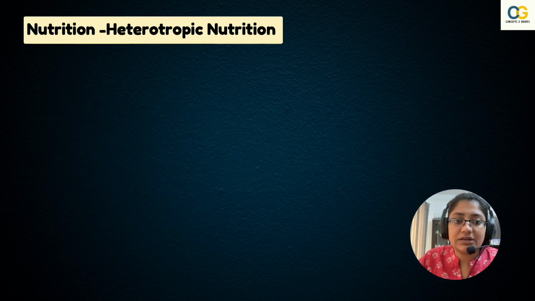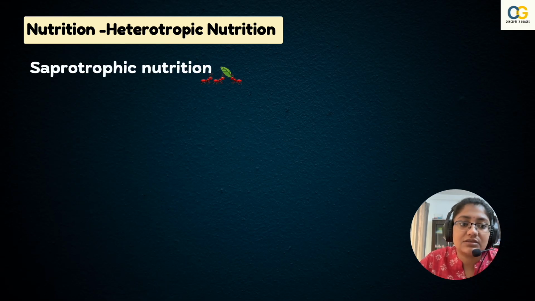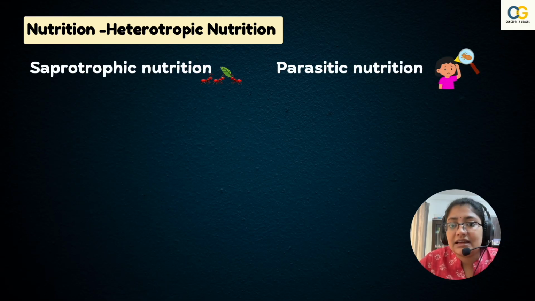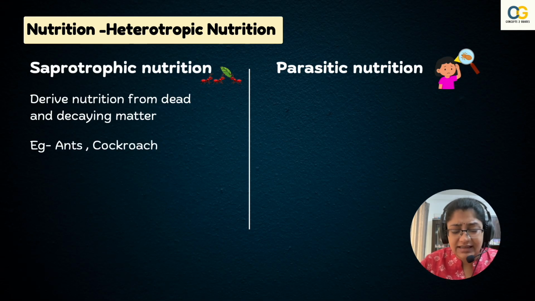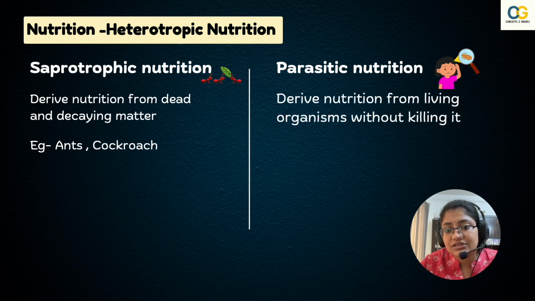Now we'll move towards heterotrophic nutrition, where we will learn different types of heterotrophic nutrition. One is called saprotrophic nutrition and the other is parasitic nutrition. So here in saprotrophic nutrition, organisms derive nutrition from dead and decaying matter. Like once it's done, there's nothing to do in it, still they can find nutrition in it. So all organisms like ants, cockroaches and earthworms, all of these are saprotrophics, where they can again put them back into the soil. So in parasitic nutrition, they derive nutrition from the organism without killing it.